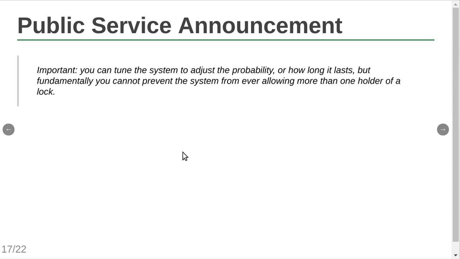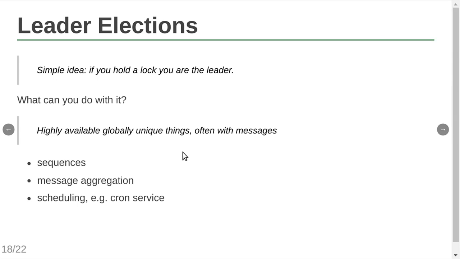Okay, so with that out of the way, let's have a look at some slightly higher level features. Leaders was the other thing in the title. So leader elections, the simple idea: if you hold a lock, then you are the leader. Basically, that's kind of what it boils down to. I mean, there are some APIs in different places that hide the idea of what the lock is, but basically, fundamentally, they're implemented this way.